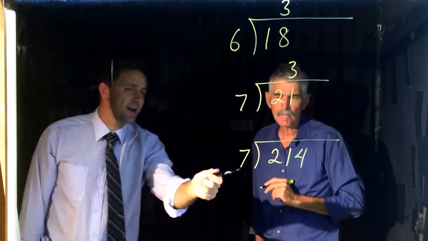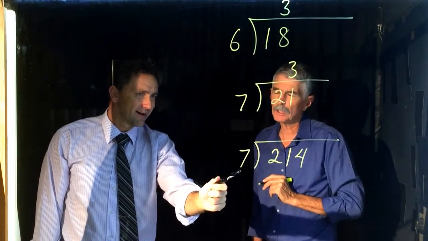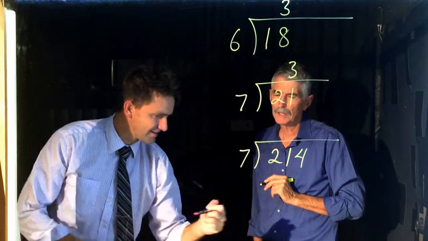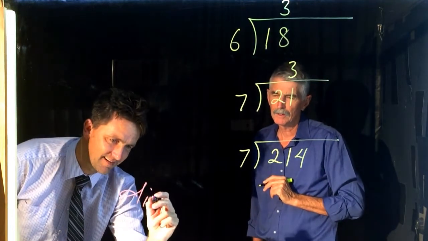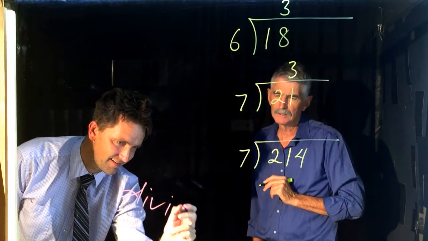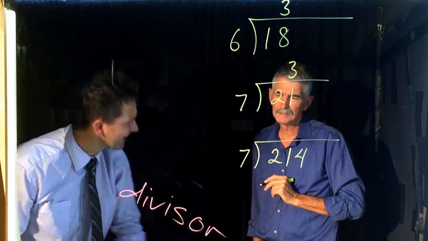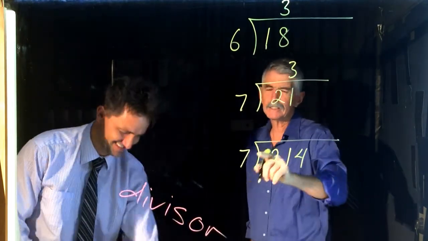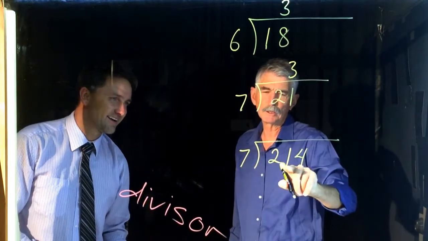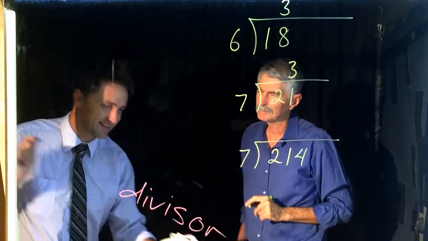I have to interrupt. You just called that number a name. Call it a divisor. A divisor? How do you spell it? D-I-V-I-S-O-R. Okay, and what does that mean? That means that is the number that actually goes into the number that's being divided by. Got it. Thank you, Mr. Forrester.